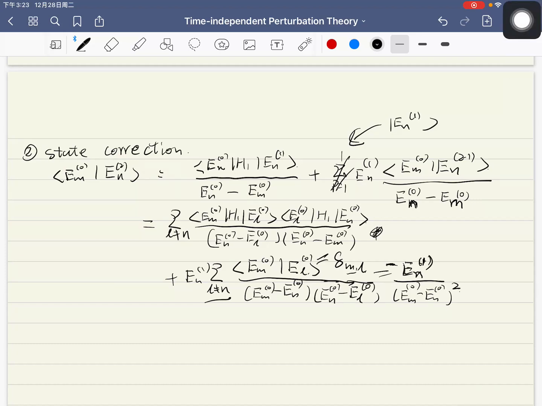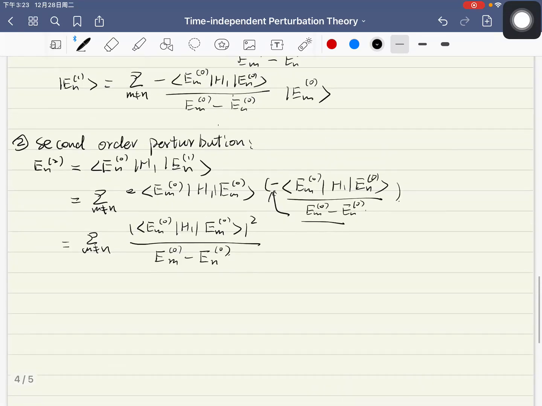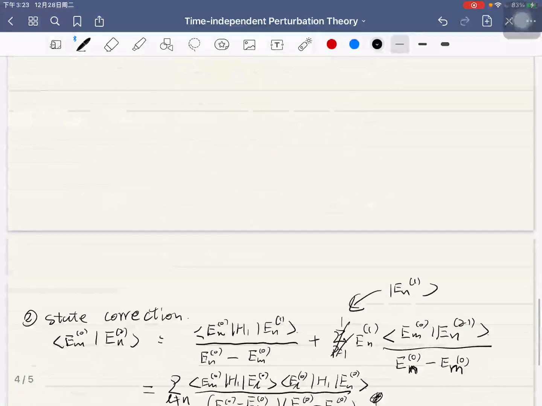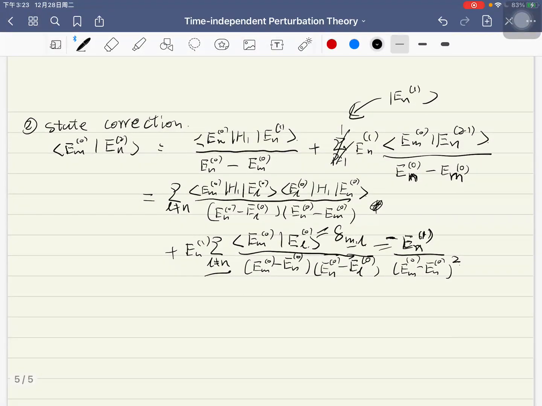Okay, we have solved the first and the second order perturbation theory in the non-degenerate case. In the next part, I will continue to solve the degenerate case. Thank you.